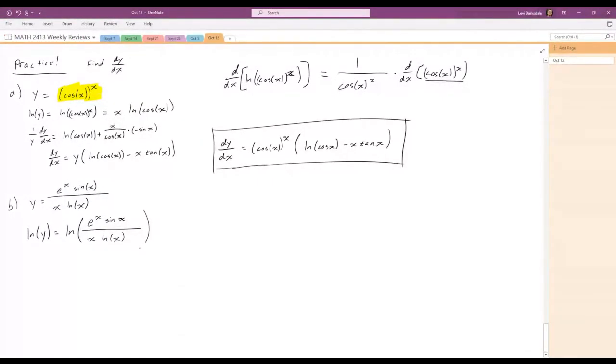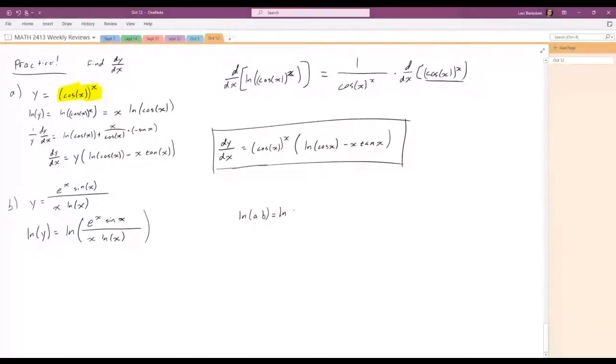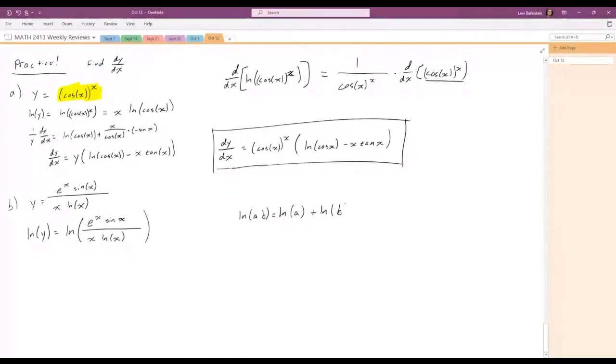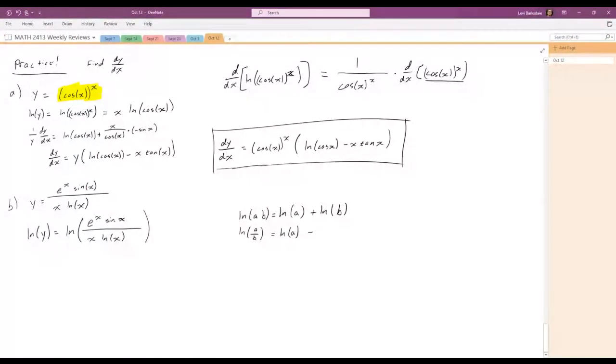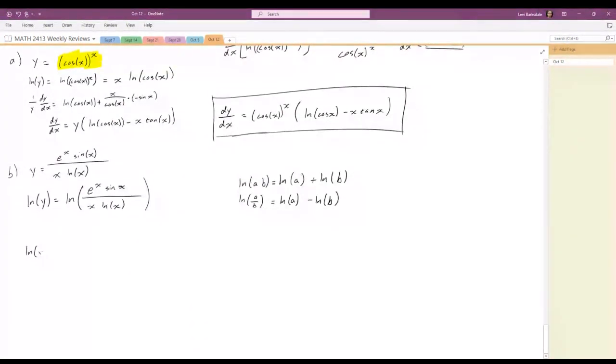Well, there are other log rules other than just our log power rule. If you'll remember, we have this one, as well as our fraction rule. So we can actually break down natural log of e to the x times sine x divided by x times natural log of x into some parts.